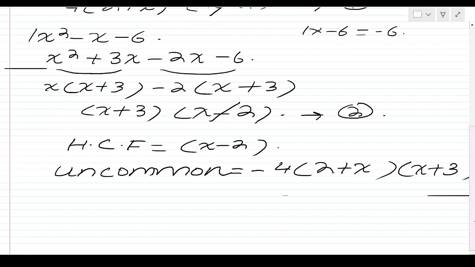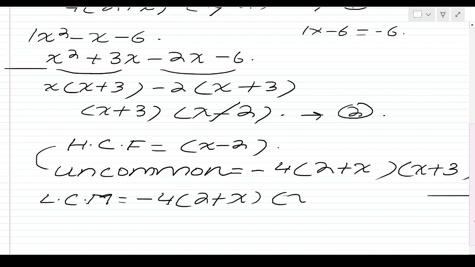Now we have the HCF and the uncommon values. Now we need to find the LCM. So the LCM is basically equal to the HCF multiplied by the uncommon values. So I can just write negative 4 bracket 2 plus x, x plus 3, and in the end I can just write x minus 2. So this is our final answer for question number 1, part 1.